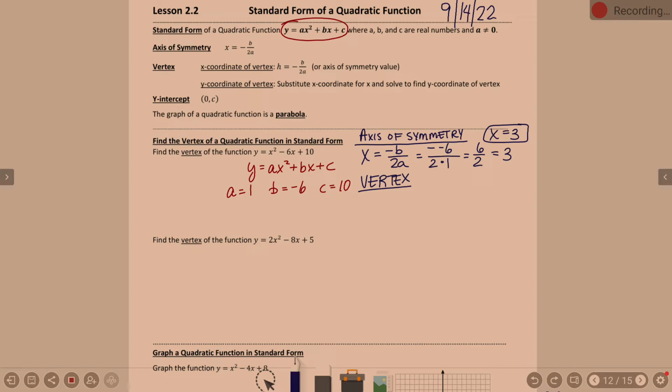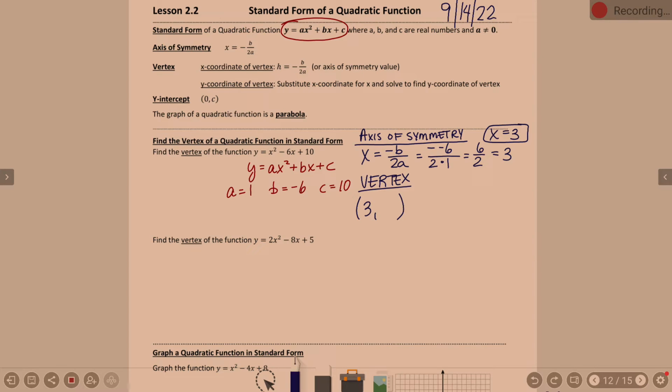If I ask you what the vertex is right now, what can you tell me? I can tell you that it starts with 3. So if I write my vertex right now, it's 3, comma, something. It's got to be y. How do I find that y value? The second number of the vertex is not c. This is not vertex form. This is standard form.